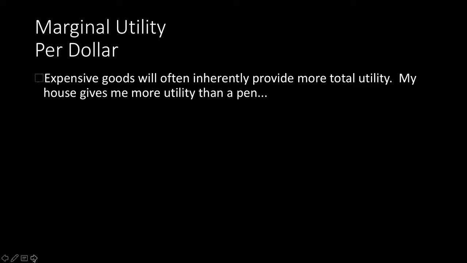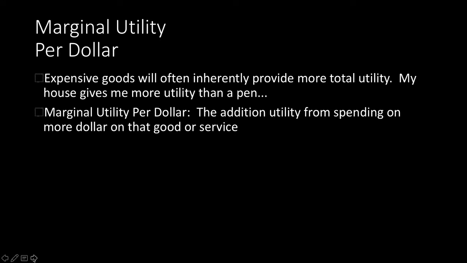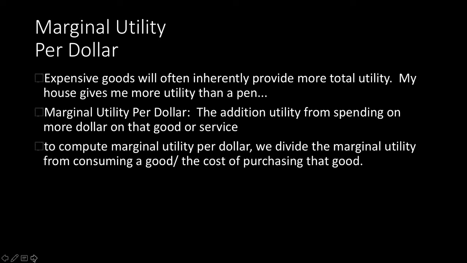Now, one final thing we need to look at is, as consumers, it's one thing to look at our utility. Something else we need to look at is how much we actually spend. Because what we really want to do is maximize our utility per dollar spent. To find marginal utility per dollar, we're going to look at the marginal utility divided by the cost of the good.